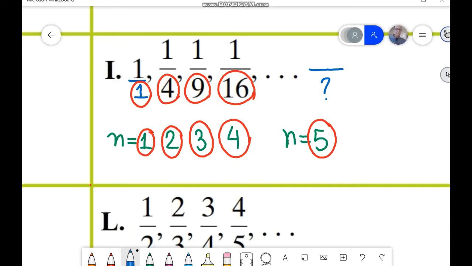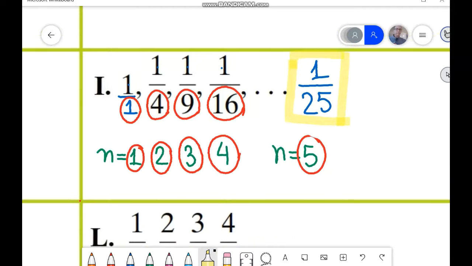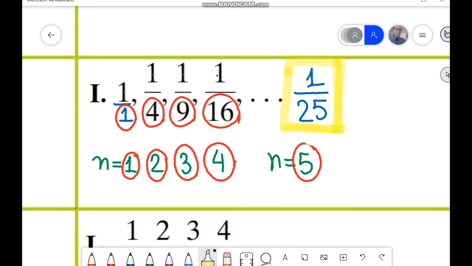The numerator, we already know, 1, 1, 1, 1, so the numerator is 1. What's going to be the denominator? Looks like the denominator is n squared. Yes, Drayden, yes! 1 over 25, because it's going to be 5 squared, 25. Perfect. That's the right answer, 1 over 25.